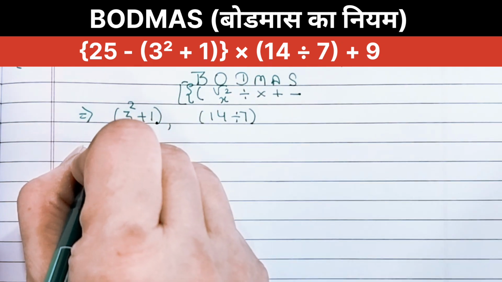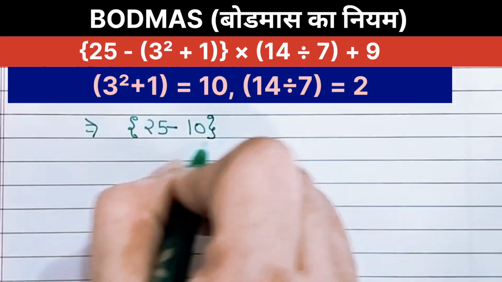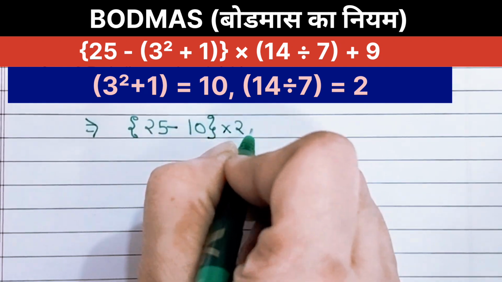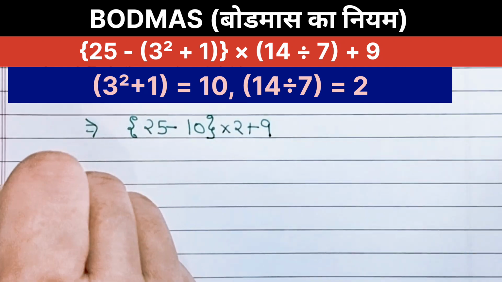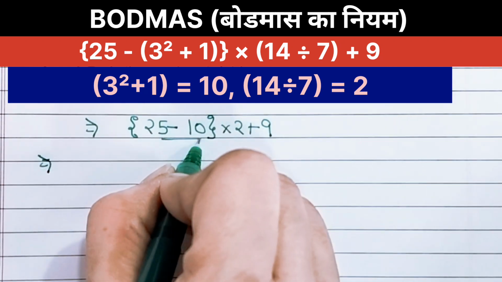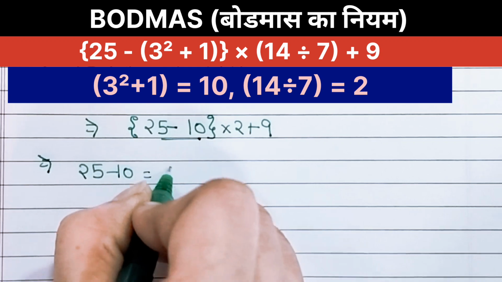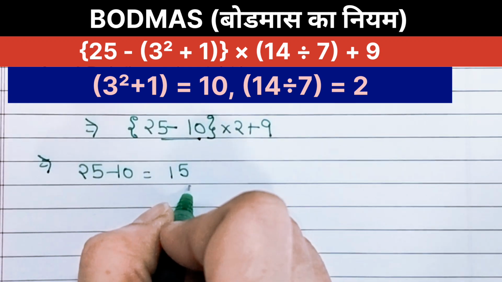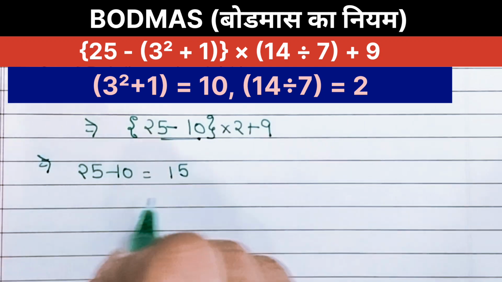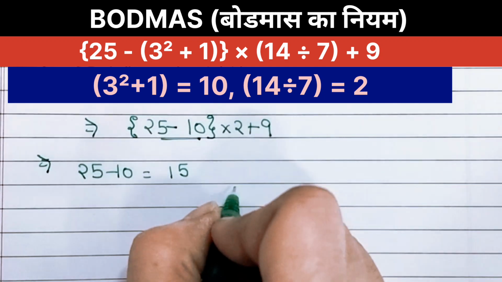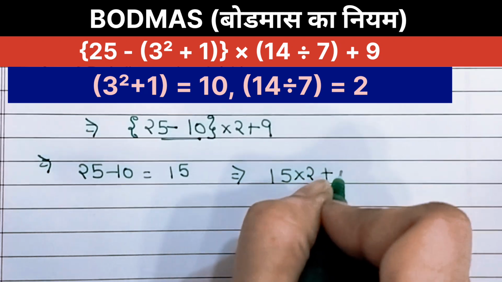So first we solve 3 square, that is 9. So now the current expression is 25 minus 10 multiplied by 2 plus 9. According to step 2, simplify the curly braces. Solve 25 minus 10. 25 minus 10 is equal to 15. According to step 2, we subtract 10 from 25 inside the curly braces. We must clear all the brackets before moving to the external operation. Now the current expression becomes 15 multiplied by 2 plus 9.